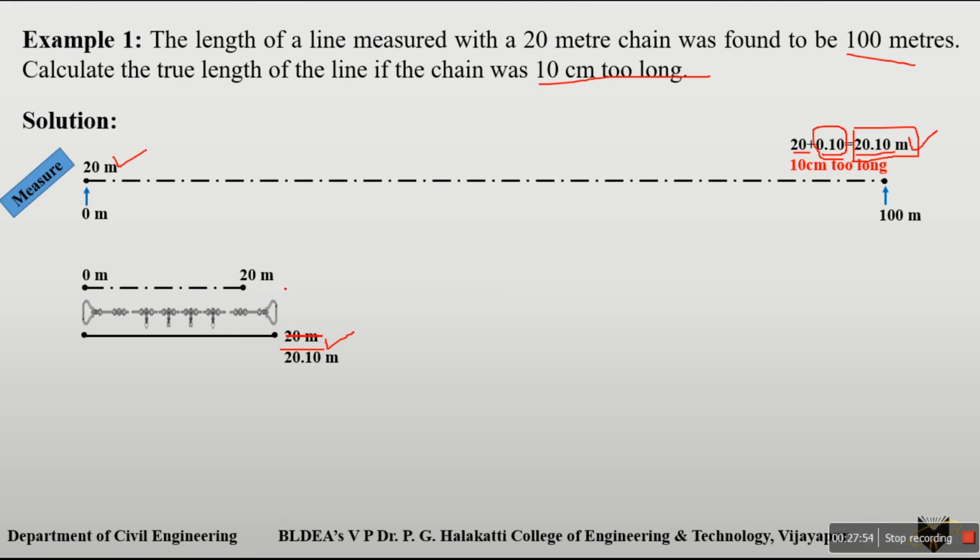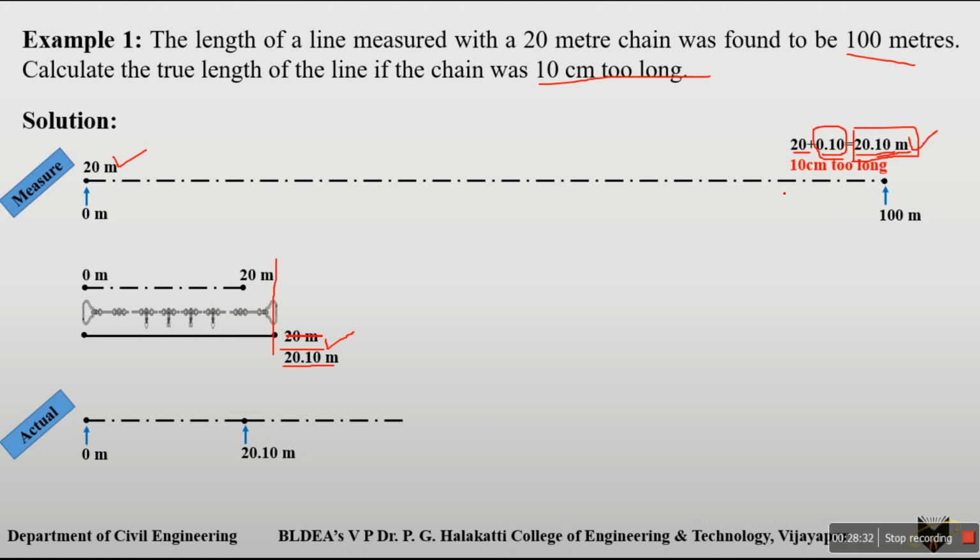The 10 centimeter or 0.1 meter is the error. At this point we are reading 20 meter, but actually in the field it is equal to 20.10 meters. This 0.1 meter you have to distribute over all the chain lengths. How is it? Just observe here. This is the starting point, at this point it is 0. They have measured the first chain length. At this point our length will be 20.10 meters.